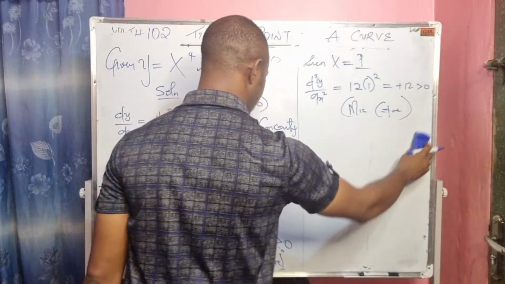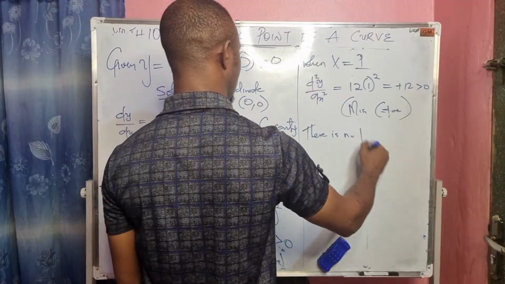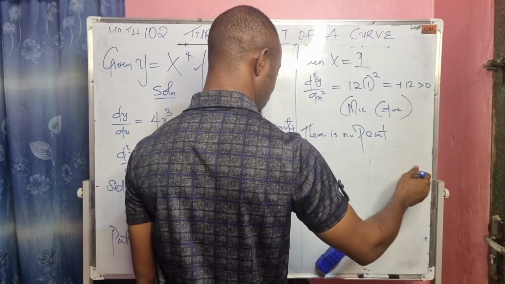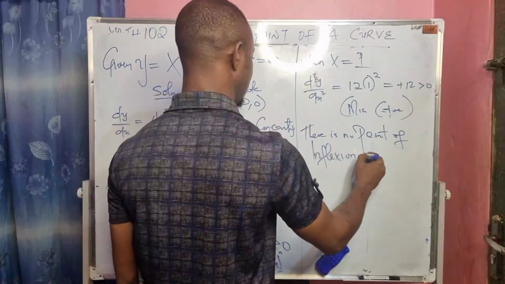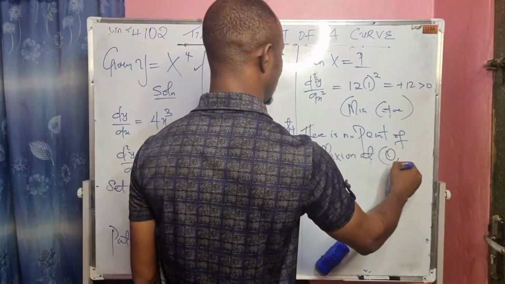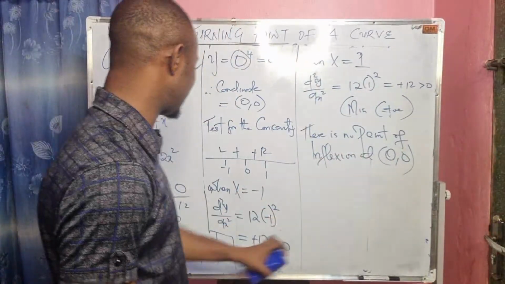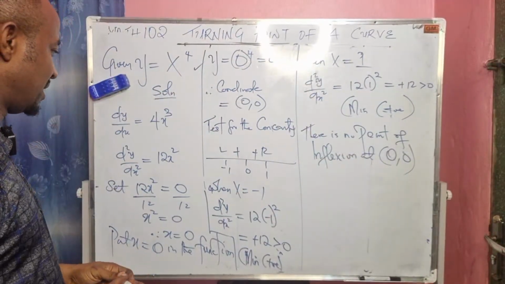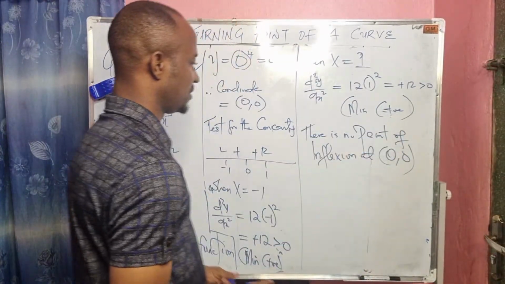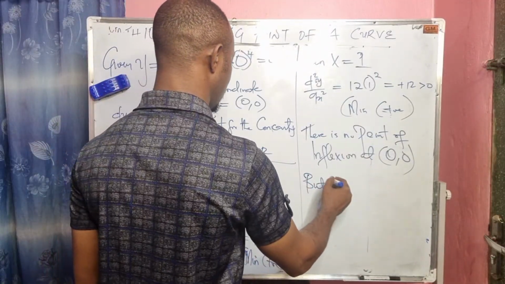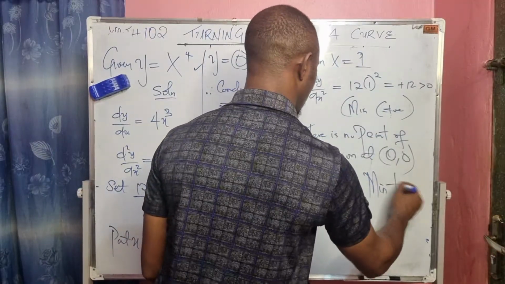Since the sign did not change, it means there is no point of inflection. There is no point of inflection at (0, 0) because the sign remains the same. For this, we have positive, and for this, we have positive. Okay, but there is a minimum turning point.